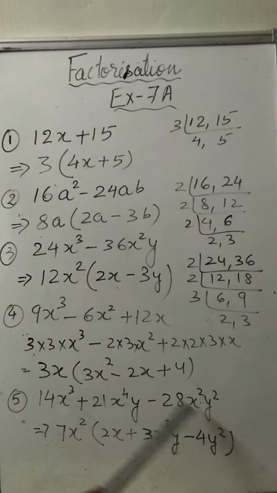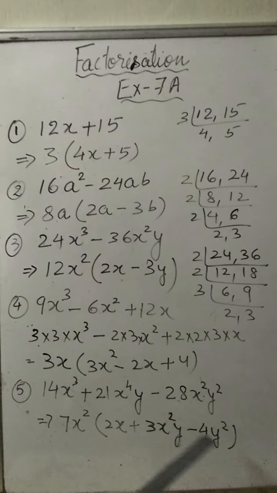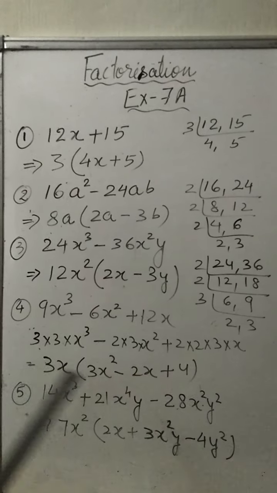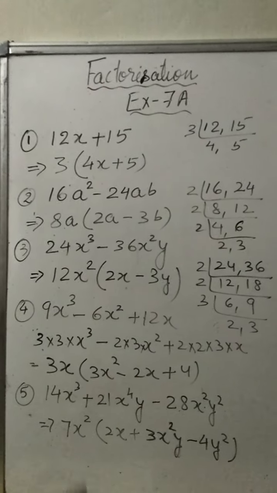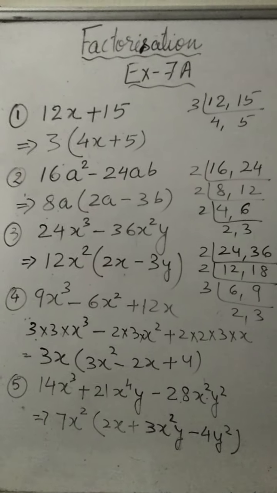Then 7 4s are 28, x square is there, x square, and when you multiply this into this, you will get x square y square. So you can multiply and check your answer also, whether it is correct or not. Let us do the next question.